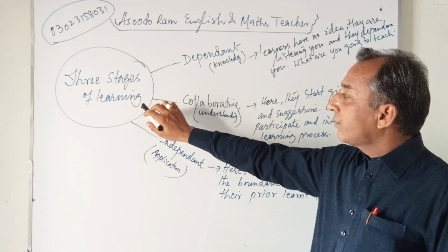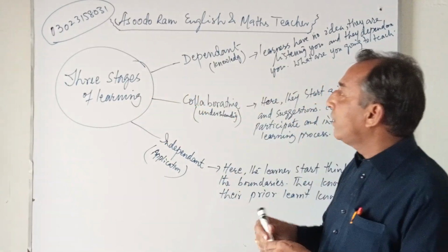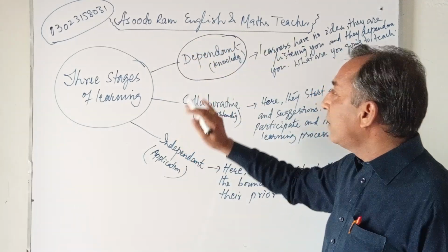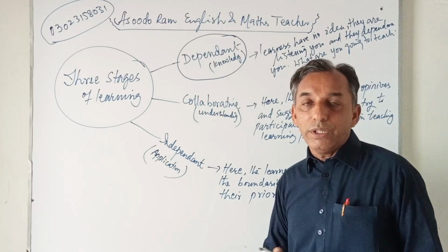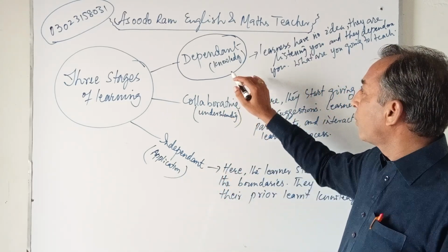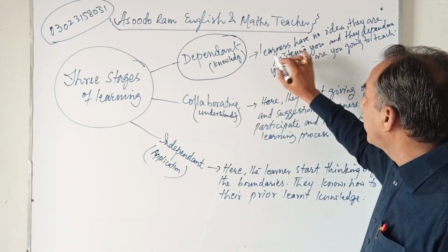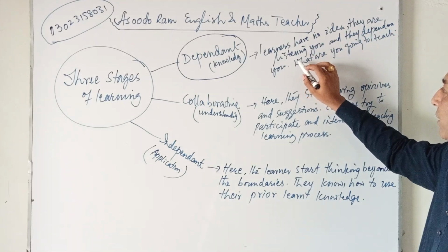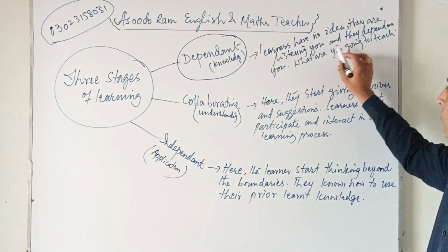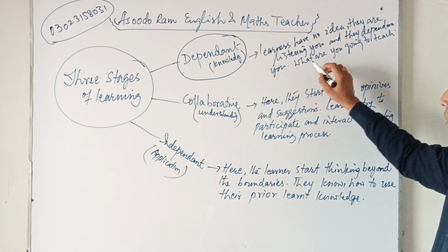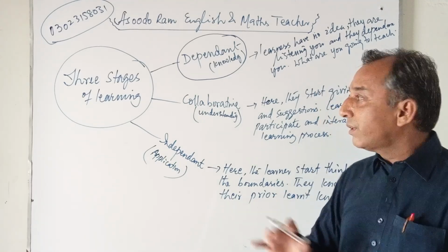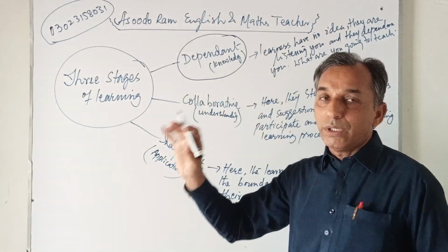There are three stages of learning for learners. The first stage is dependent. A learner is mostly dependent on the teacher, and what the teacher teaches here, the learners have no idea. They are learning, just listening to you, and they depend on you for what you are going to teach them. At this stage, a learner is dependent on the teacher.